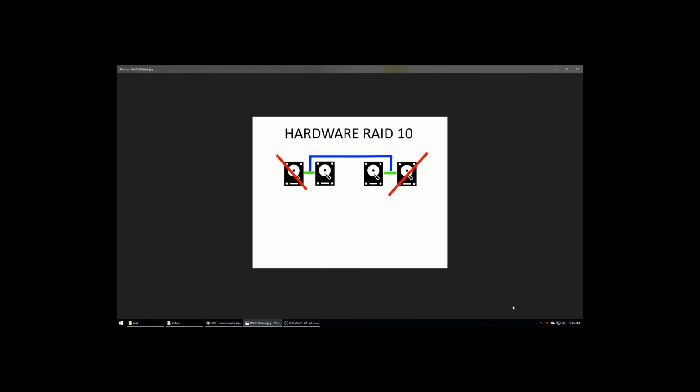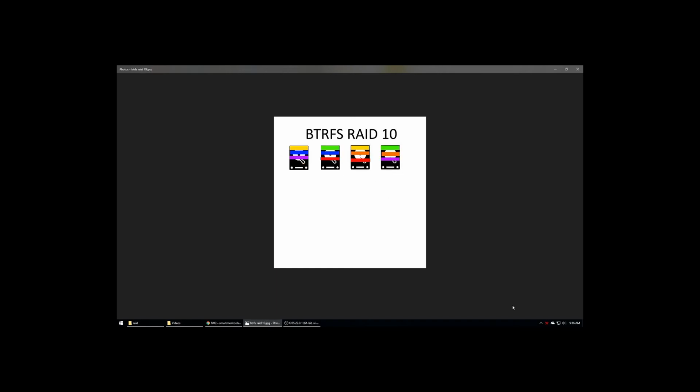Then we have how BTRFS does it, which is they break all their data down into 1 gigabyte blocks, and then they stripe the blocks. So like in this example, drives 1 and 3 and 2 and 4 have the first block. Then in the second block, 1 and 2 and 3 and 4 have it. And in the last one, 1 and 4 and 2 and 3 have the blocks. So now, because the data is striped across all of these, no matter which 2 drives you lose, you lose the whole array. Or rather, you lose all the files that are striped like that.